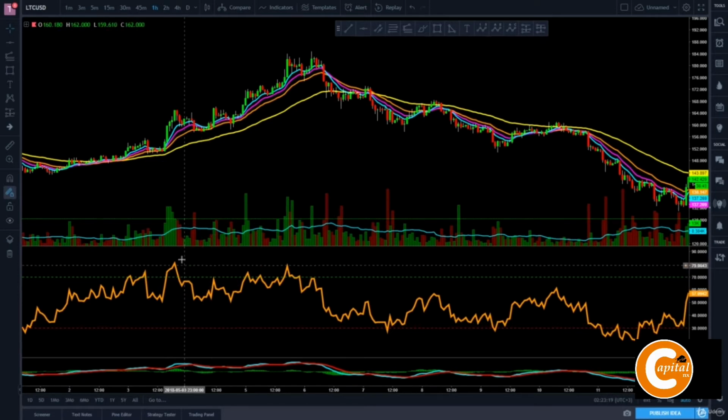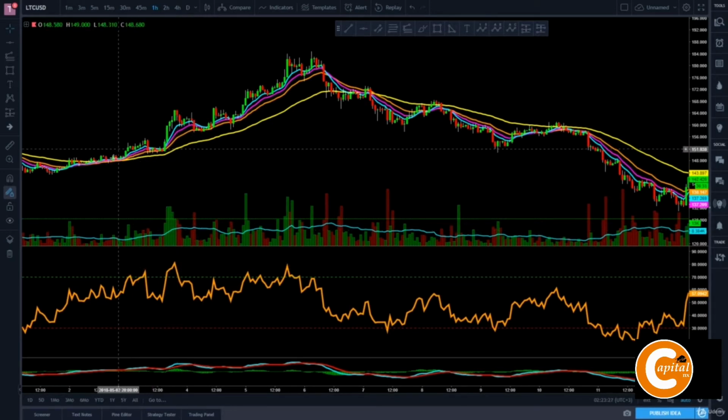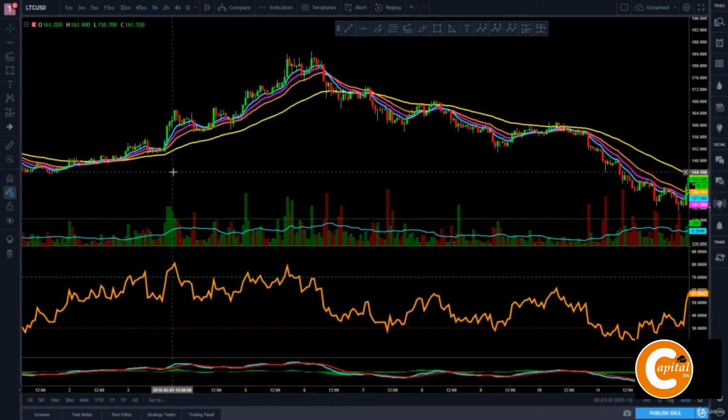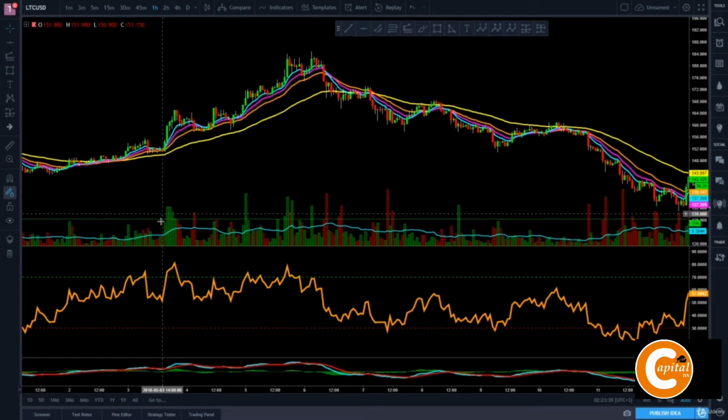Right here you can see that we hit a very overbought region of 82 on the RSI, but when we look at the price chart we see a crossover of the 55 moving average to the upside right here, and where we hit 82 on RSI we see that we are still above all other moving averages and there is a lot of volume to sustain this uptrend for a while.